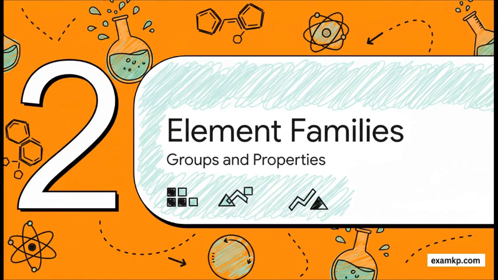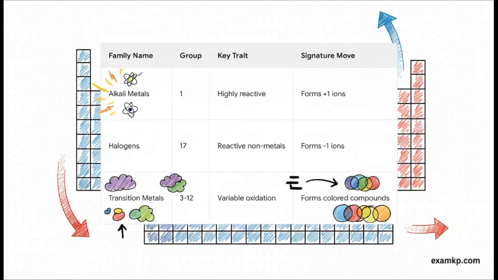If the rows in our map are periods, then the columns, the groups, are like families. And just like real families, all the elements in the same group, well, they share similar traits and personalities. And the best part is, this makes them predictable. Look at the alkaline metals in group 1. They all have just one single electron in their outer shell that they are desperate to get rid of. That's why sodium goes absolutely wild when you drop it in water.